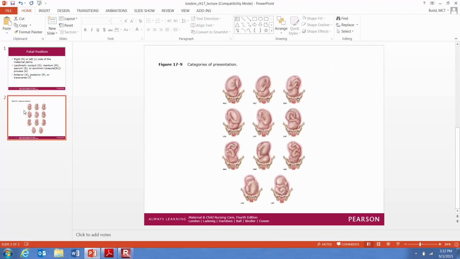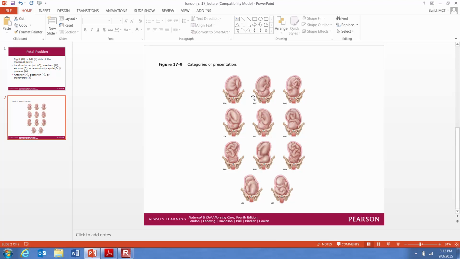So I want to go to this next slide and kind of show you what those positions look like. Okay. So an ROA, the first picture here, is the occiput of the baby is facing to mom's right, and it's anterior. You can see this is her pubis, and back here is her sacrum and coccyx. Okay, so the occiput, the back of the baby's head, is anterior, facing her front, but it's a little on the right.